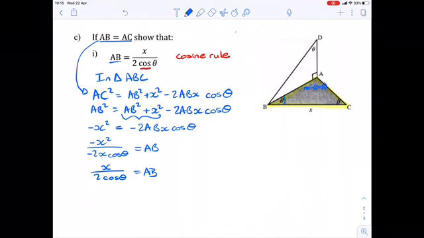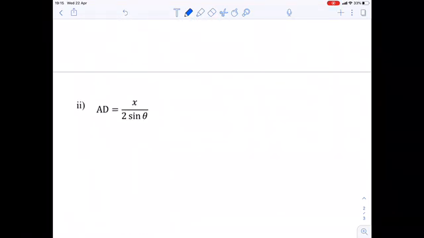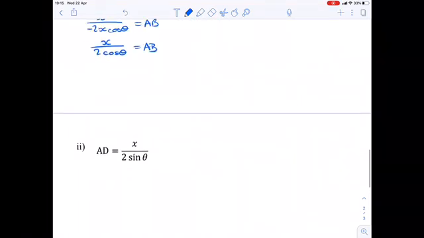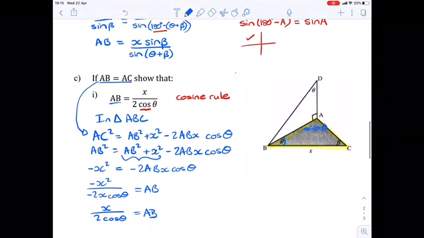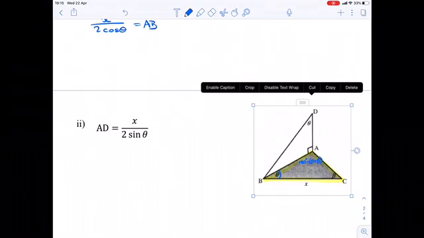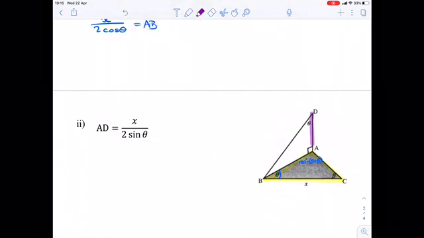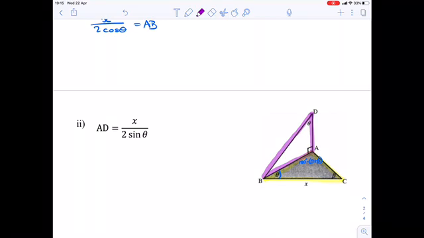The next question, the hint is the fact that it's still part of question C, so it links with the other question. It says AD is equal to x over 2 sine theta. So taking our diagram so that we can see what we're doing, this time I need to use AD. So I need to use that line over there. I need the theta, so it does indicate that I'm going to be using that triangle. It's a right angle triangle.